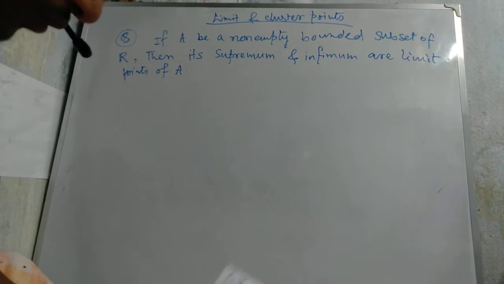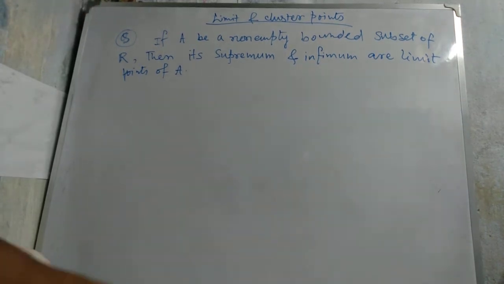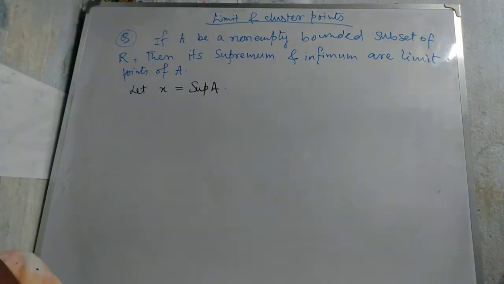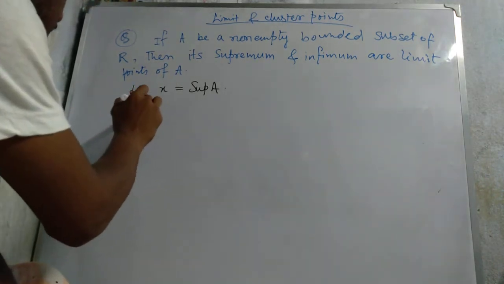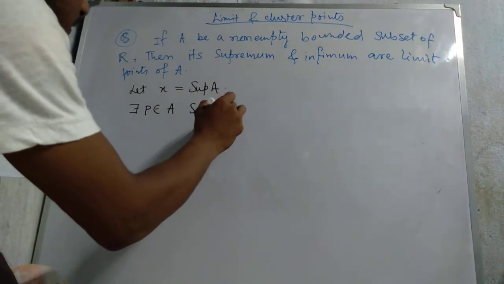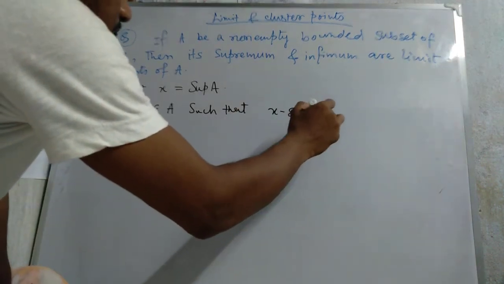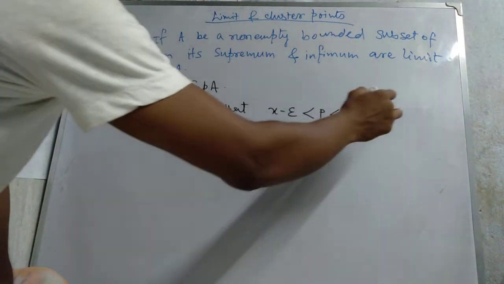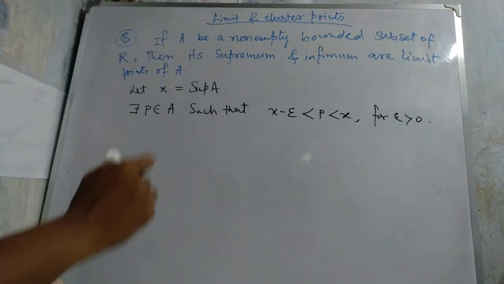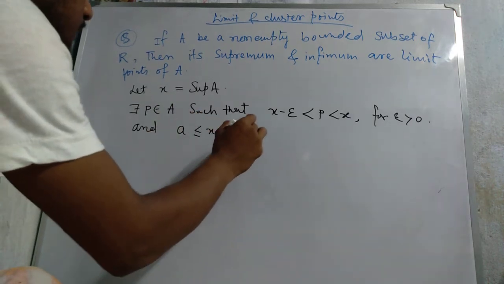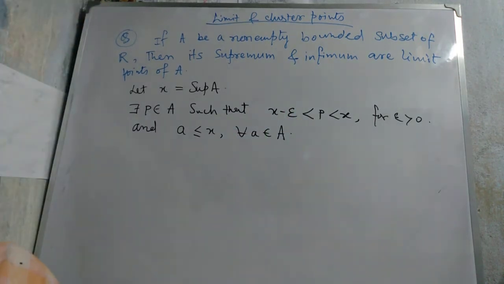Now we know the definition of supremum. First we start: let x equal to supremum of A. Then obviously, by the definition of supremum, there exists P belongs to A such that x minus epsilon less than P less than x for epsilon greater than 0, and a less than or equal to x for all a belongs to A. Okay. This one is the definition of supremum.